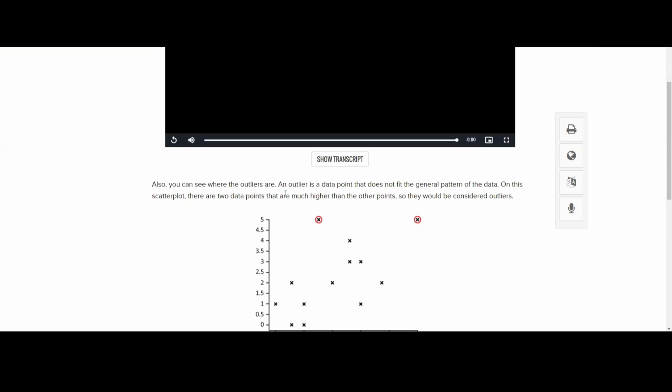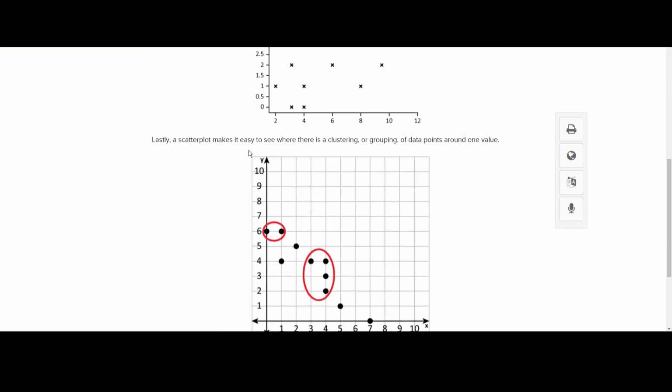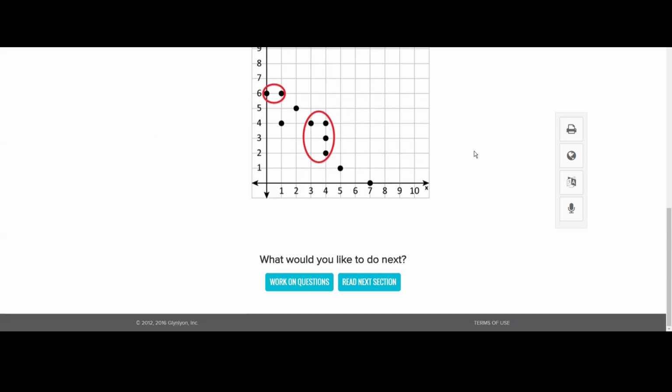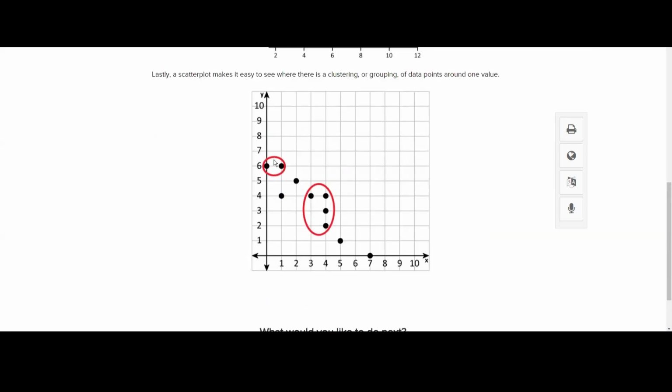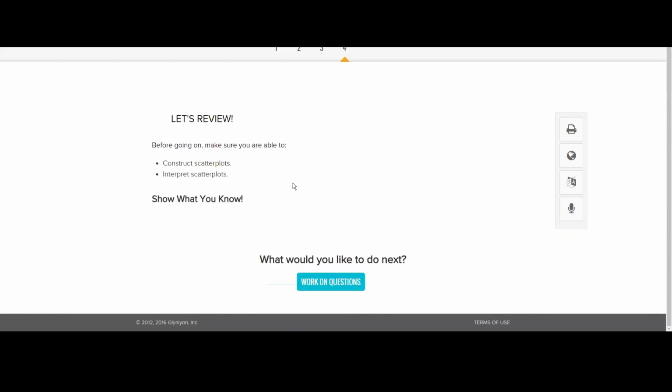All right, so now, lastly, a scatter plot makes it easy to see where there is clustering or grouping of data points around one value. Okay, let's look at this. We have a kind of clustering here around other values. So let's go to the next section.